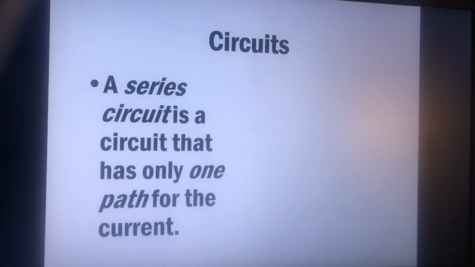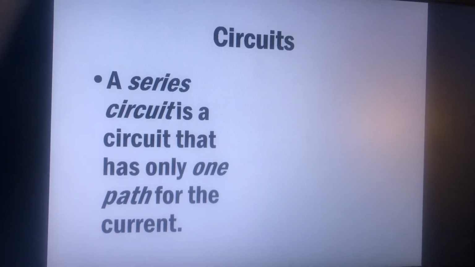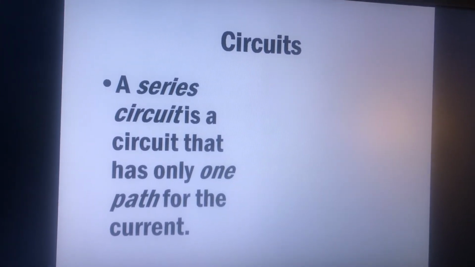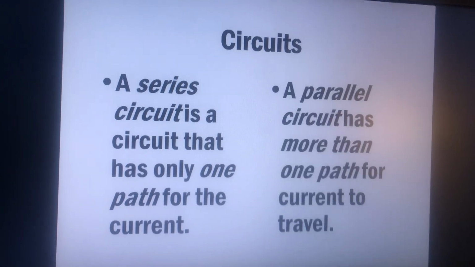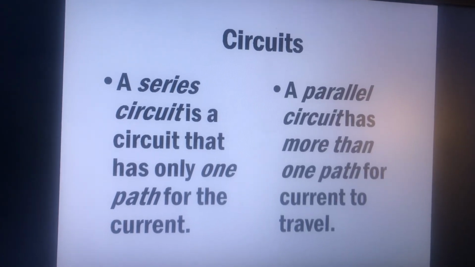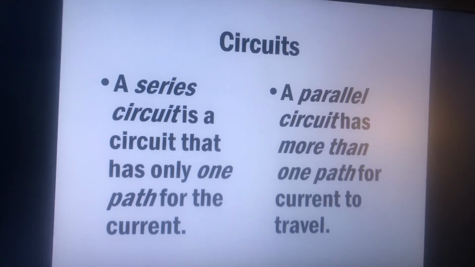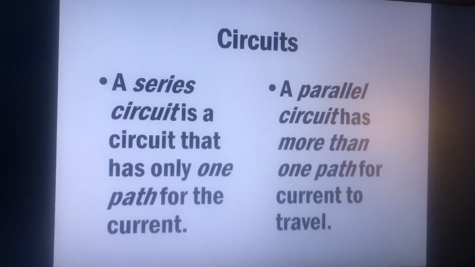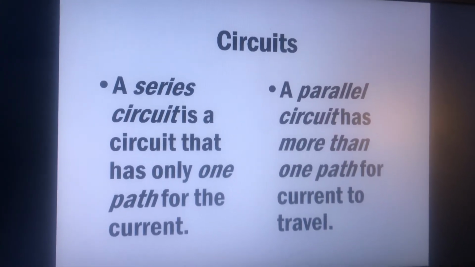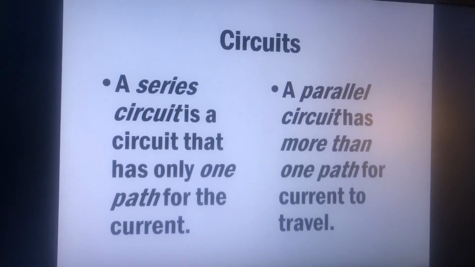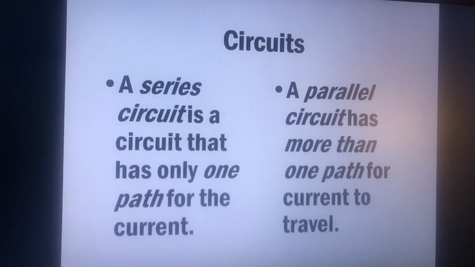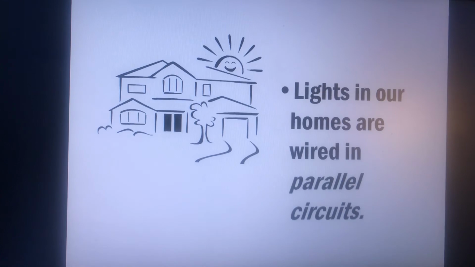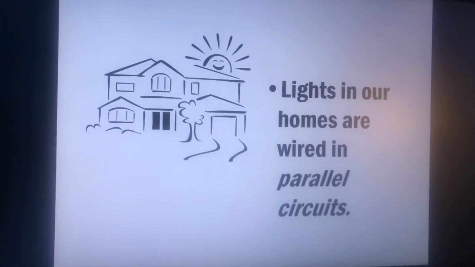A series circuit is a circuit that has only one path for the current, like what your phone has. It has a direct series circuit. A parallel circuit has more than one path for current to travel, like your house or the school. What happens if you cut the wire for one path? Then we'd lose all power in the school. No, don't do that. A parallel circuit is one that has more than one path for current to travel, like your home, like businesses, like a school. Lights in our homes are wired in parallel circuits.